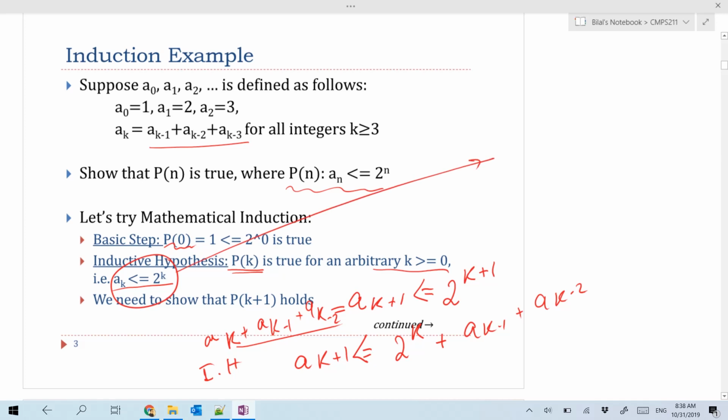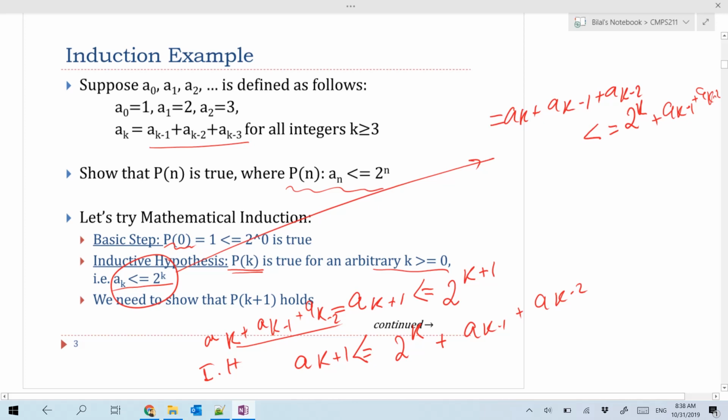We add to the left-hand side a_{k-1} and a_{k-2}, and keep the inequality by adding the same items to the right-hand side, plus a_{k-1} plus a_{k-2}. So this is nothing else but a_{k+1}. And now I have a_{k+1} less than or equal to this. Our target is to prove that it is less than or equal to 2 to the power k plus 1, but we have no idea about how to deal with a_{k-1} and a_{k-2}.